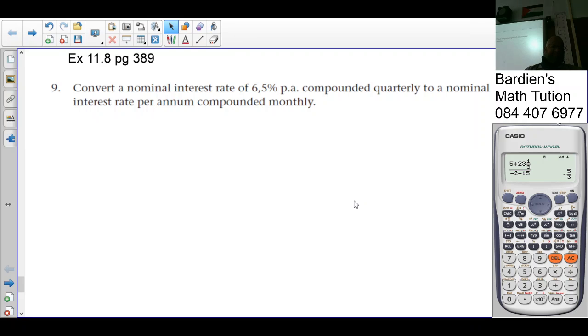Okay, so the question says, convert a nominal interest rate of 6.5% per annum compounded quarterly to a nominal interest rate per annum compounded monthly. Didn't we do this already? We did. So why are you asking me to do it again?